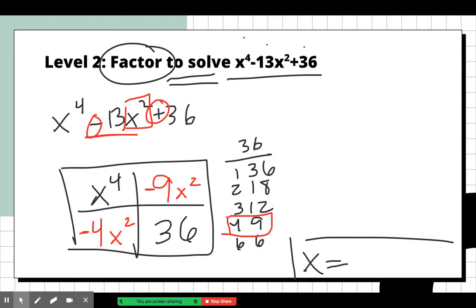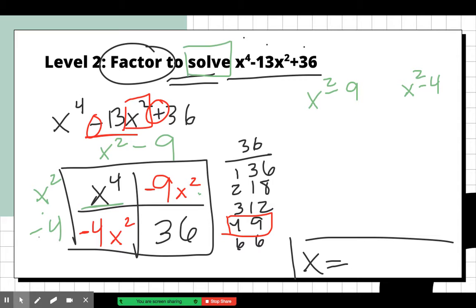From there, we're just going to go ahead and factor. If I have x to the fourth on the inside, both of these need to be x squareds. If this is x squared out here and I want negative 9x squareds, this needs to be negative 9. This needs to be negative 4. So my factors are x squared minus 9 and x squared minus 4.